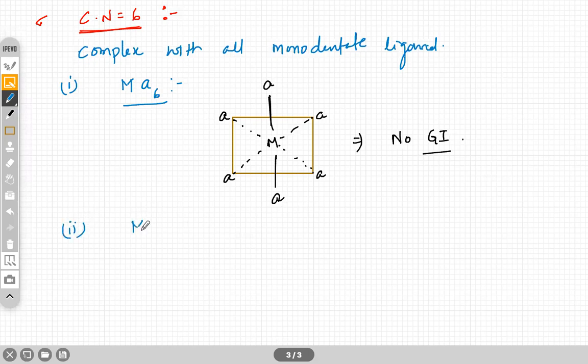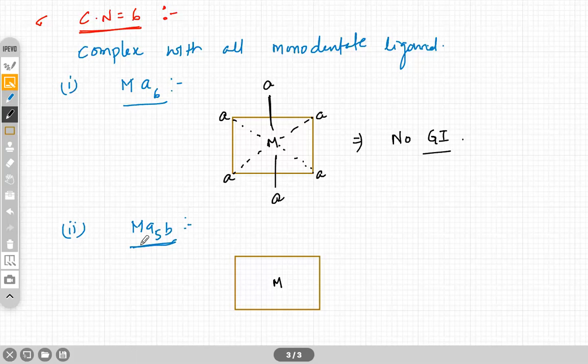Another type of molecule you see, MA5B type. Five identical monodentate ligands, and one is different from the others. How do we place this? Again, the geometry is octahedral. Metal is present here at the center, and wherever you want, you can place this B and the 5 A atoms. For example, I am placing 5 A atoms at the corners of this square, 1 A on the top and B here on the bottom. Wherever you want, you can place it. That's not a problem. Okay, one molecule is this.